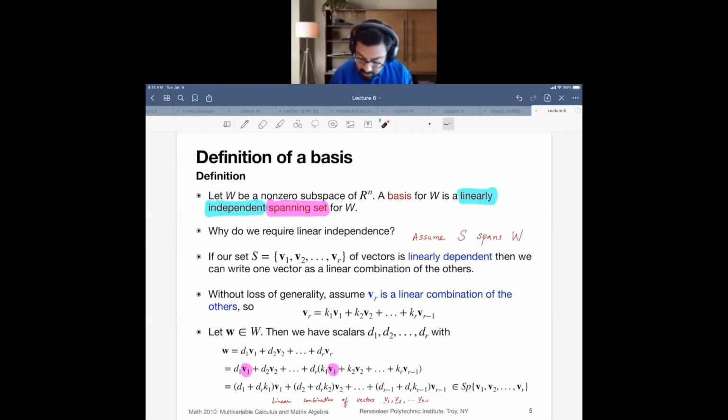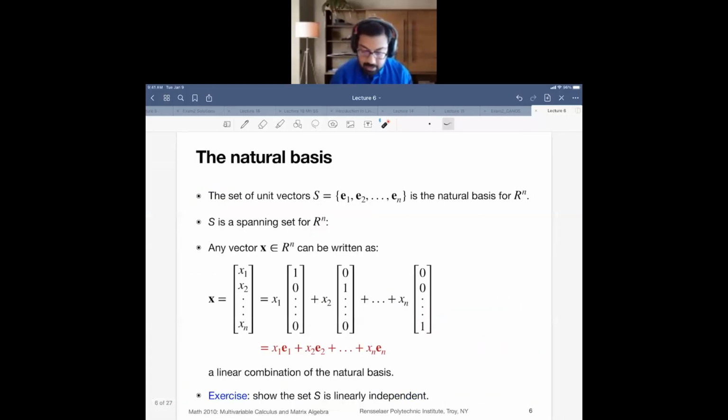All right, so that's your definition of the basis. Smallest spanning set in which you have linearly independent vectors for a subspace. The natural basis is probably the most straightforward basis. This is going to be the set of unit vectors, and you can very easily see that you can span anywhere in the subspace with unit vectors, and also they are linearly independent.